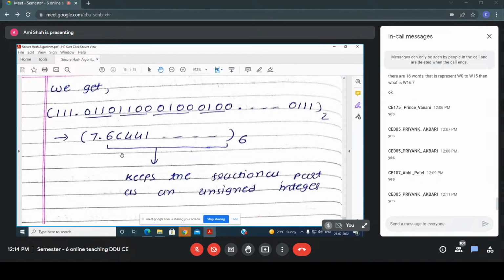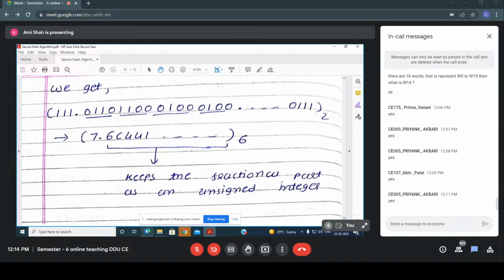So here what I am getting is, see this 7, and when you find the hexadecimal, what is this, 6, this c, this 4, this 4 1, and so on. So now see, this is the fractional part. And after that what you have to do is keep the fractional part as an unsigned integer. So this is your constant.